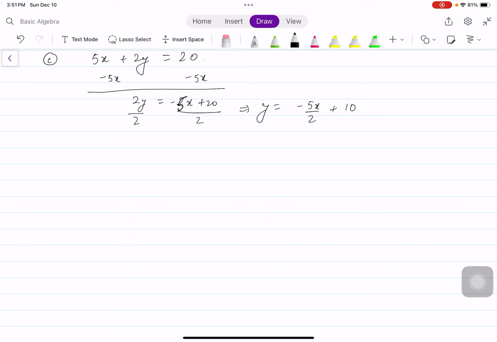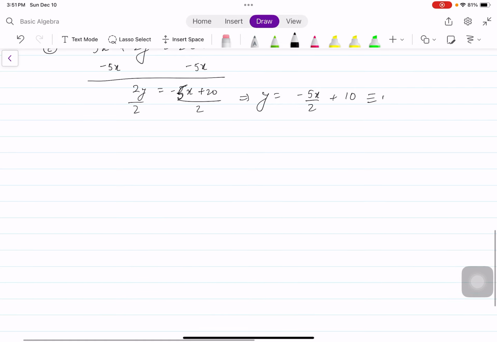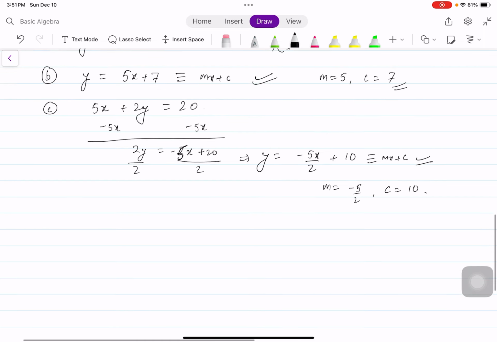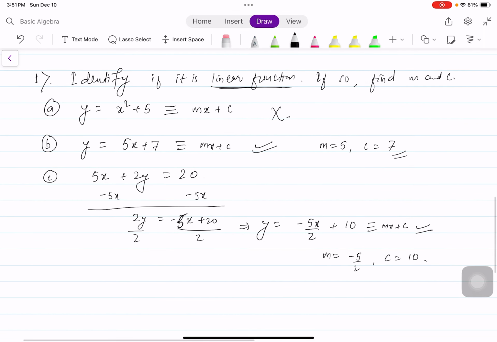I'm separating the fraction. So is this in mx plus c form? Yes, it is. And what are the values of m and c? m is negative 5 over 2 and c equals 10. So this is how we find slope and y-intercepts. So what does this mean?